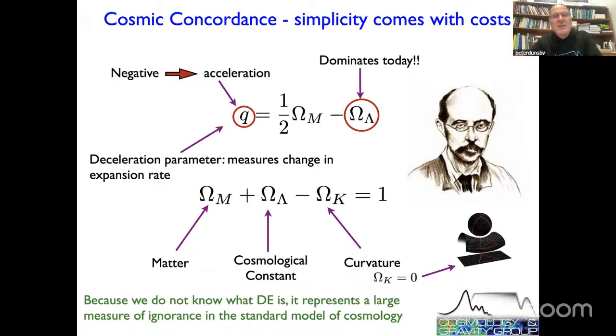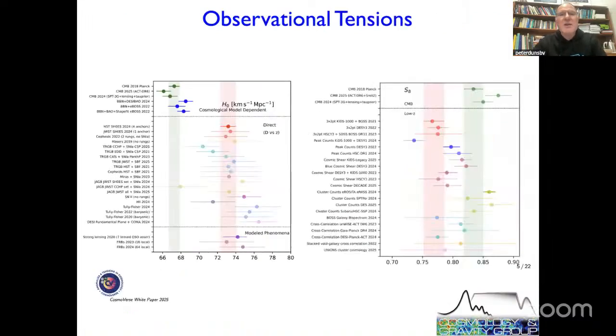And as the observations have got better and better over the last few years, various cracks have started to emerge in the foundations of the concordance model. Of course, the most famous of these cracks are the observational tensions in the Hubble constant and also sigma 8. I'm not going to talk that much about these tensions today. What I want to focus on for the most part is a way of modeling f of R dark energy in a completely theory-independent way.